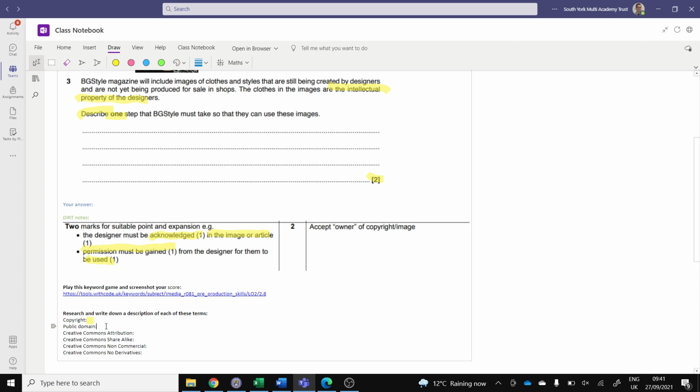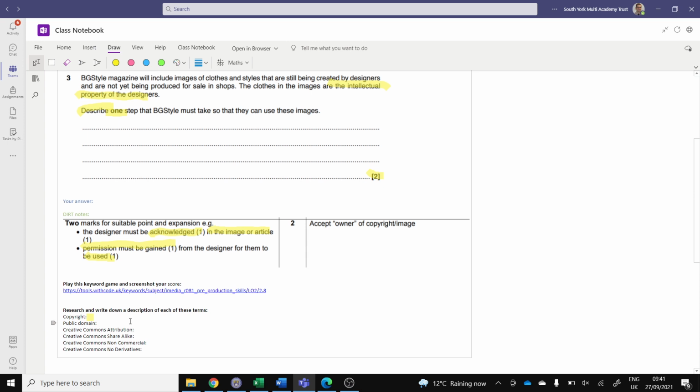Public domain means that anybody can find it. It's not really owned by anybody, so you can't be sued for using it even if you don't get permission, because it's owned by everybody, or it's been given for use for everybody. Creative Commons can fall under lots of different categories. So Creative Commons is a way of creative people sharing their assets, and you can put certain restrictions.